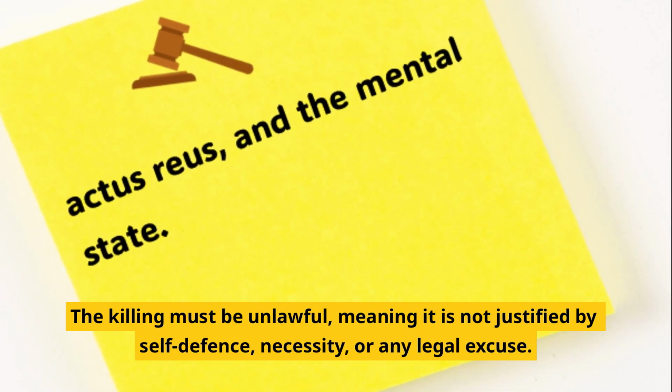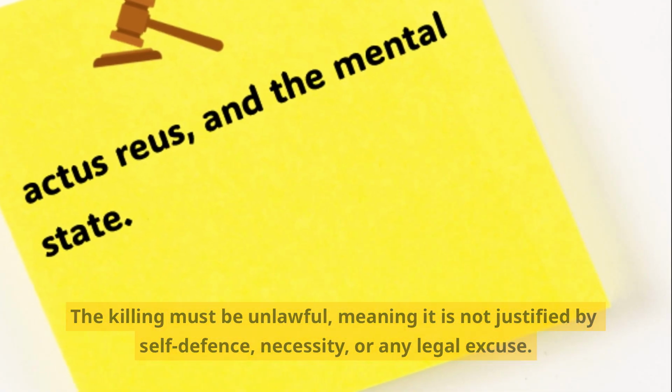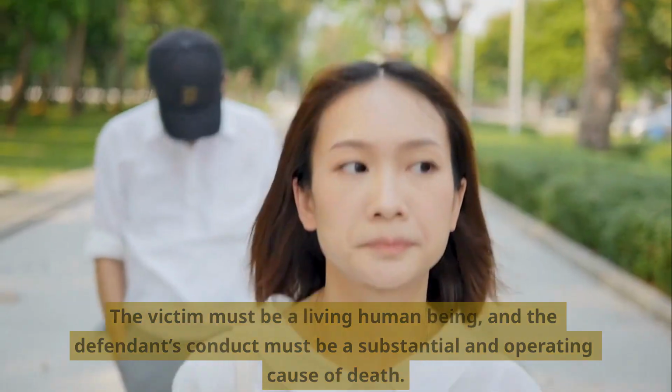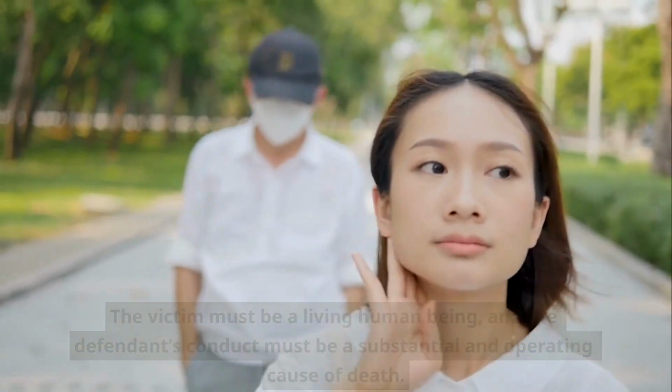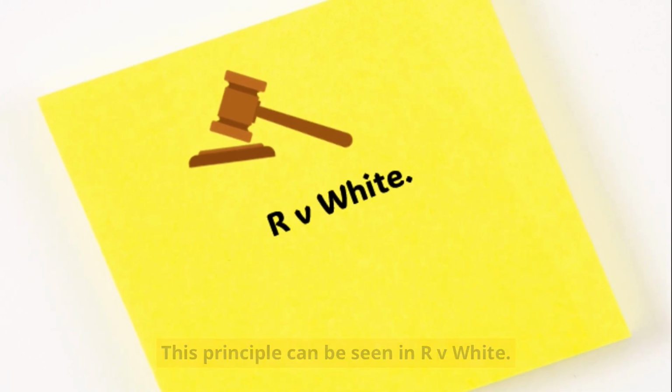The killing must be unlawful, meaning it is not justified by self-defense, necessity, or any legal excuse. The victim must be a living human being, and the defendant's conduct must be a substantial and operating cause of death. This principle can be seen in R versus White.